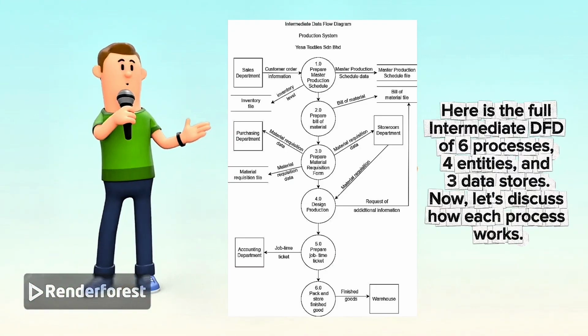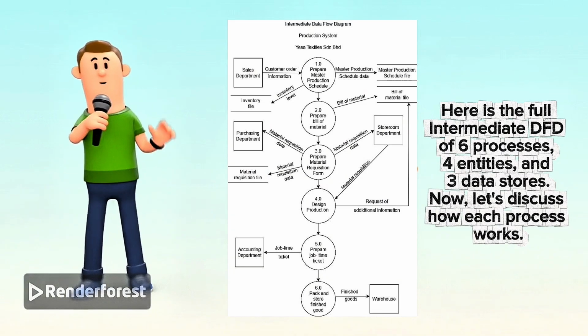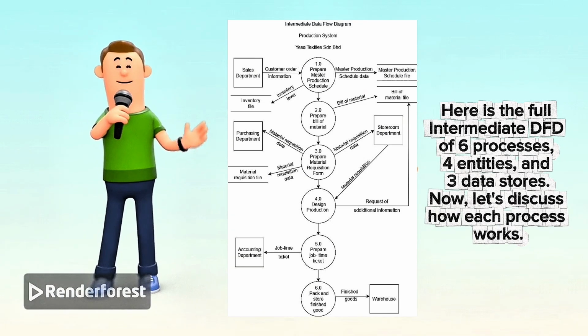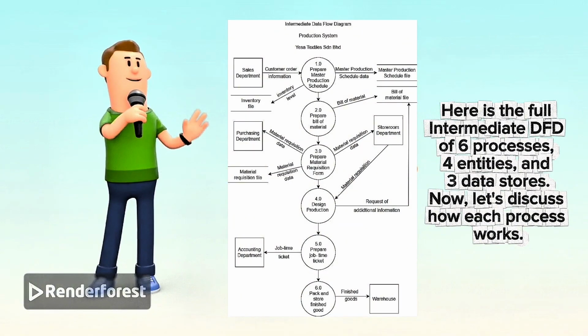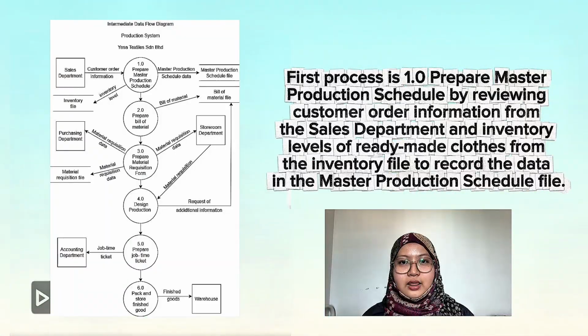Here's the full intermediate DFD of 6 processes, 4 entities, and 3 data stores. Now let's discuss how each process works. The first process is 1.0 Prepare Master Production Schedule by reviewing customer order information from the sales department and inventory levels of ready-made clothes from the inventory file to record the data in the Master Production Schedule file.